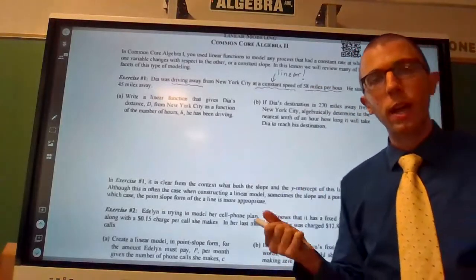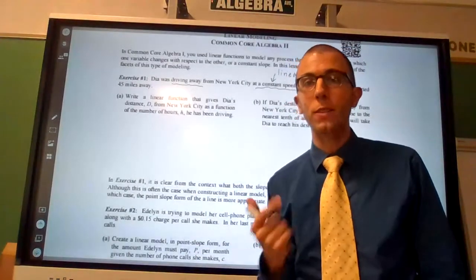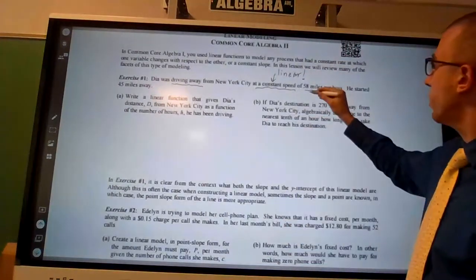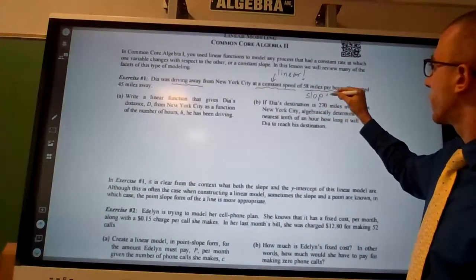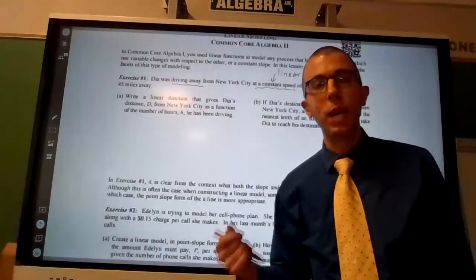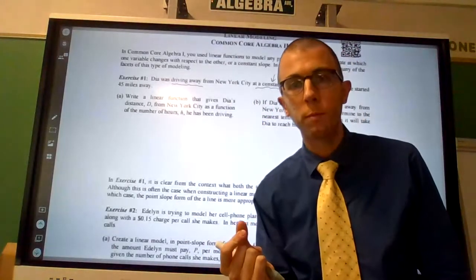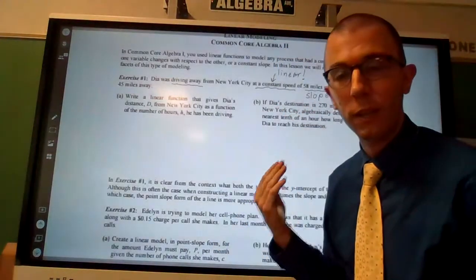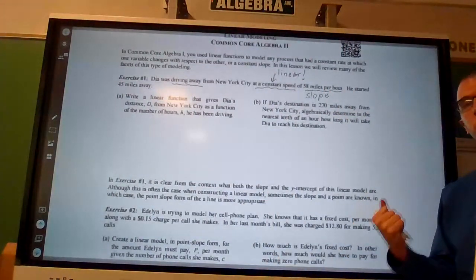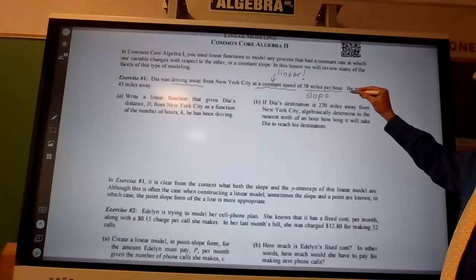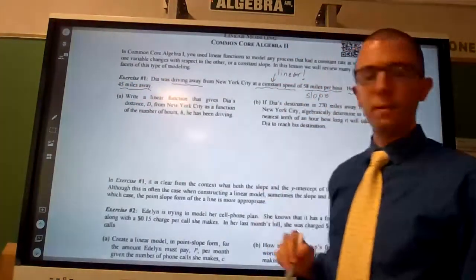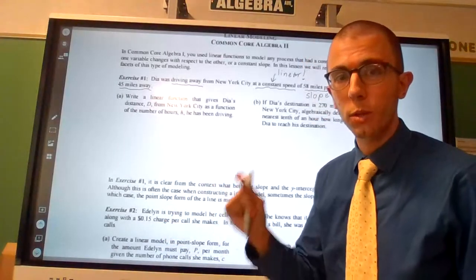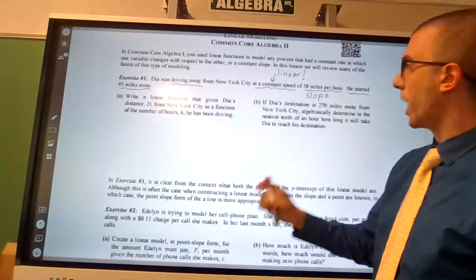So right away, we should hear that term constant speed, constant rate, and with the units that they give us there, that value is our slope. We need to hear constant speed or constant rate and think, boom, that's our slope. That's what gives this linear function its structure, the ever-important slope. The last thing here, he started 45 miles away. His starting point was 45 miles already away from New York City.